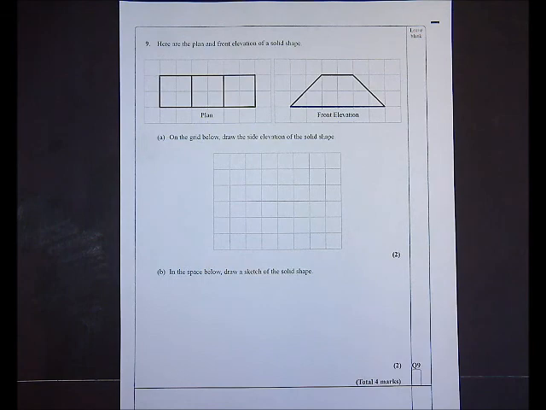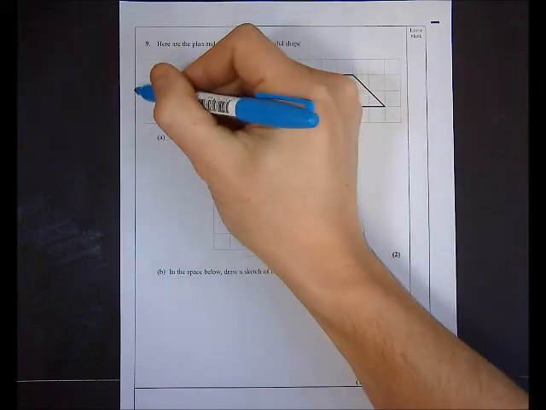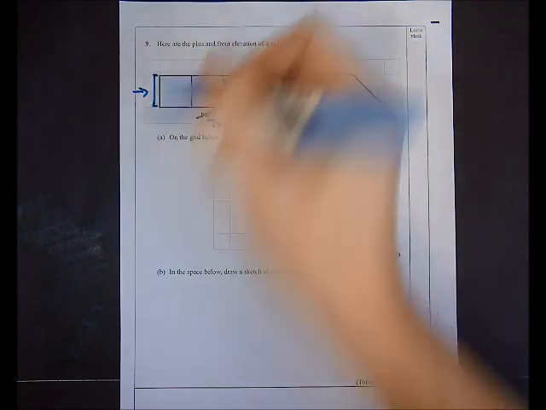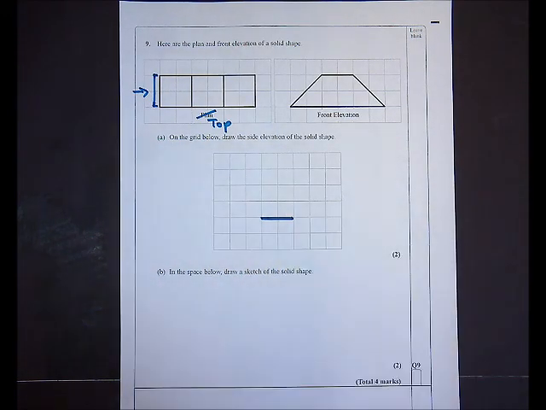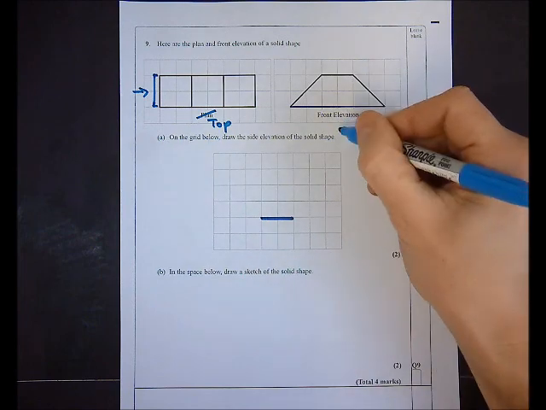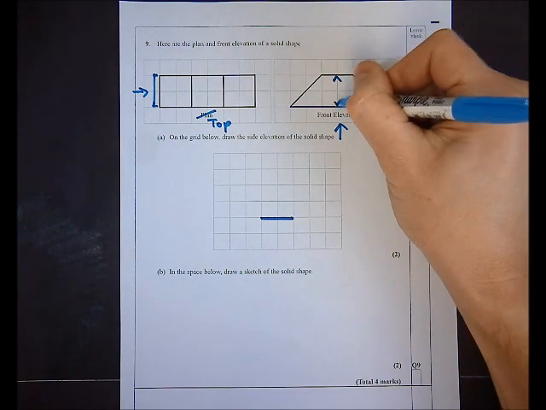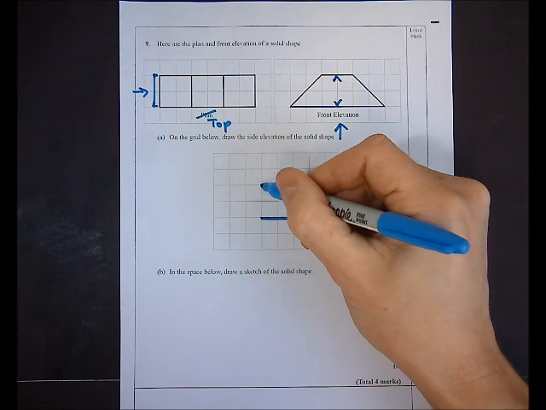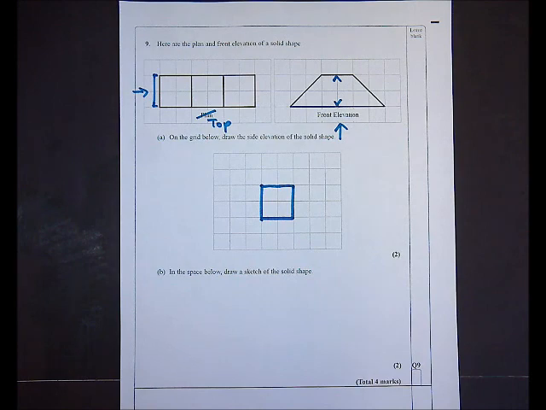On question 9, given the plan and front elevation of a solid shape. In part A, I'm asked to draw the side elevation of the solid shape. So the plan is the same as the top, and from the top, this distance here represents the side. So I can see that it is 2 squares across. And also from the front, I can see I'm looking this way, therefore the side elevation of the solid shape will be this distance here. This is the height of the shape, so it will be 2 squares up. Just finishing that off, that is what the side of this shape will look like.